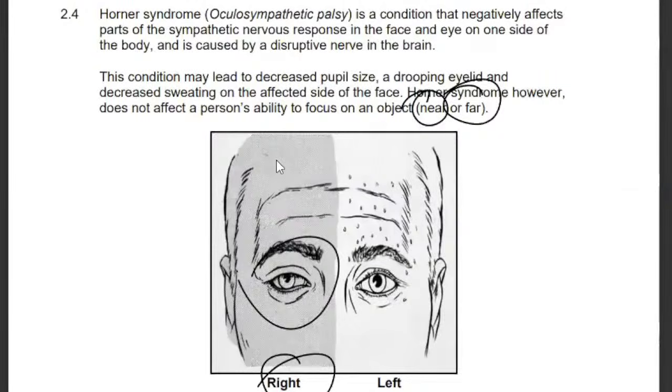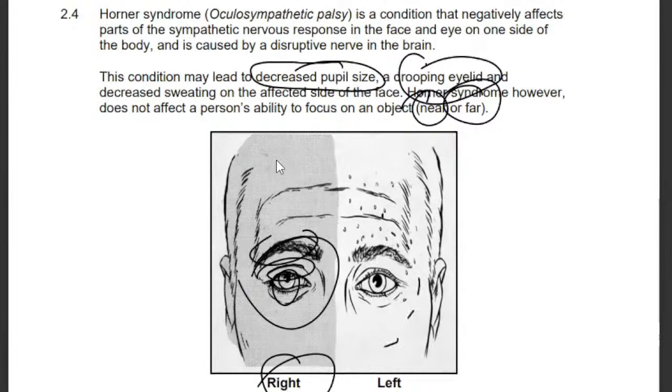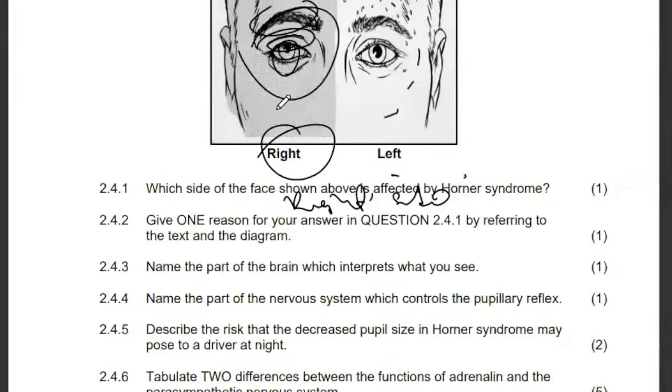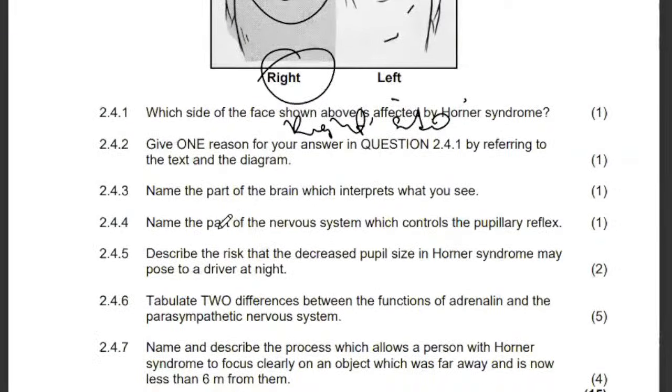Yes, check, the condition leads to decreased pupil size. Check, it is too small compared to this. And then drooping of the eyelids. Check, they are drooping. Yeah, the eyelids are drooping, but here they are standing, and then they're saying that there is decreased sweating. You see, here you have sweat, and here you don't have sweat. So basically, those are some of the reasons. Maybe you just have to give one.